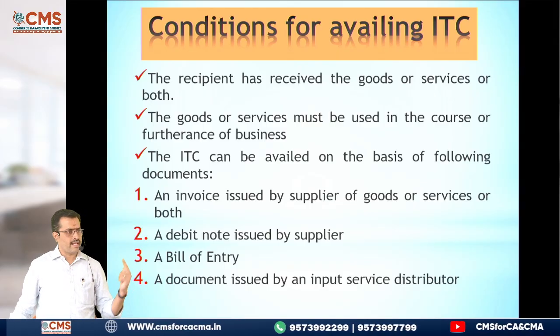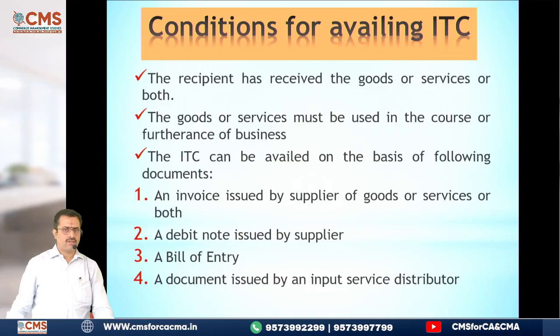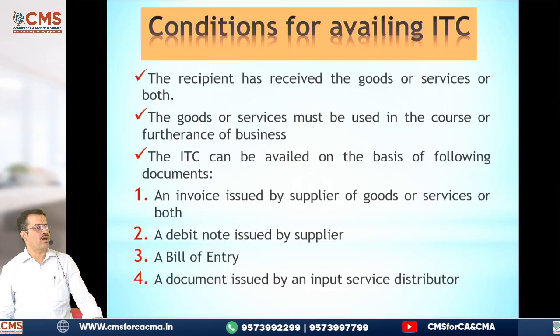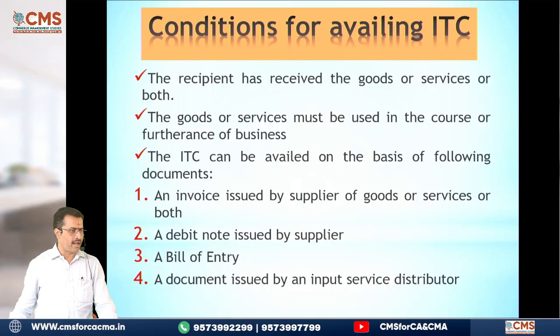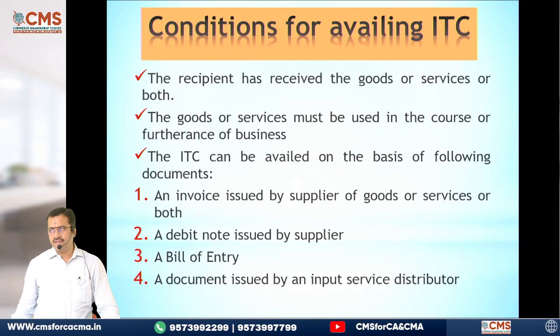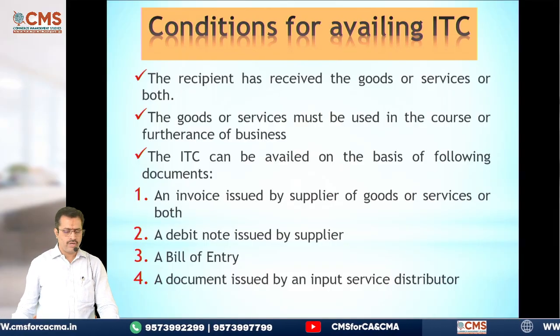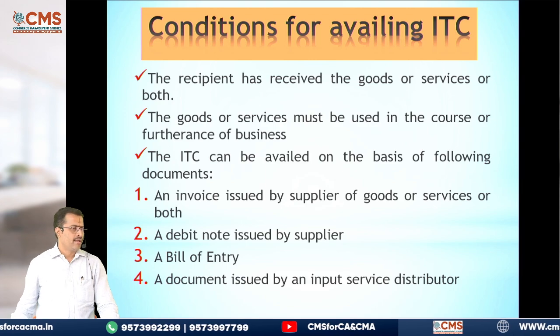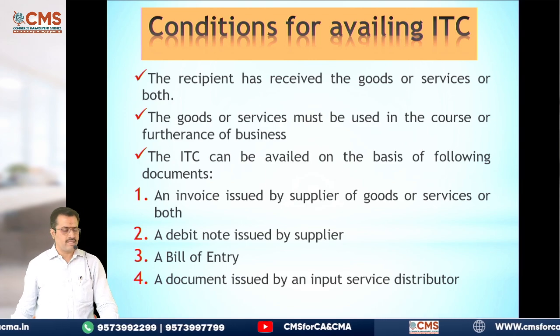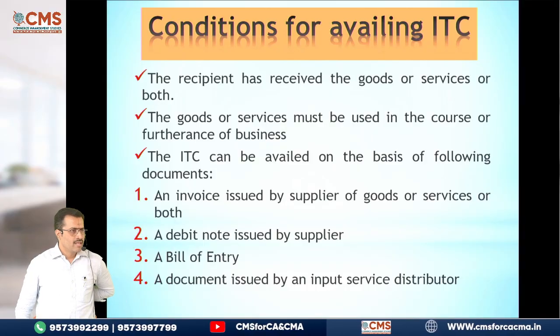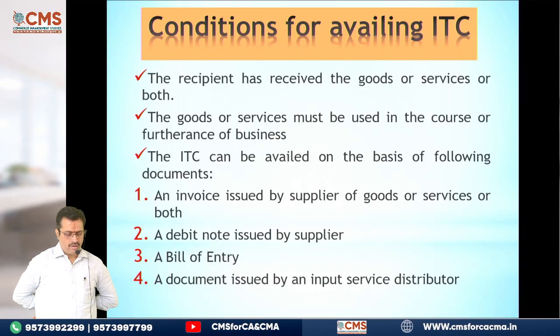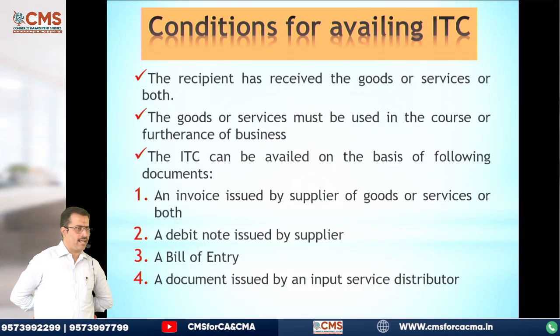Second point. The goods or services obviously must be used in the course or furtherance of business. I gave you the example of sugar just 10 minutes back. Then ITC can be availed based on any of the following documents. What are they? Number one, an invoice issued by the supplier of goods or services or both, nothing but called a tax invoice. Second, a debit note issued by the supplier.